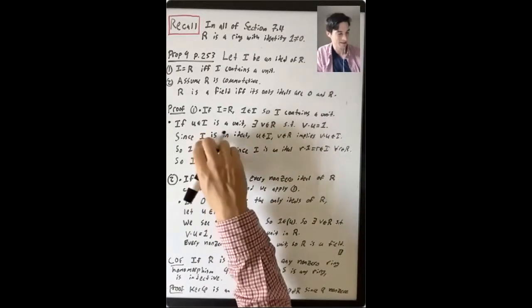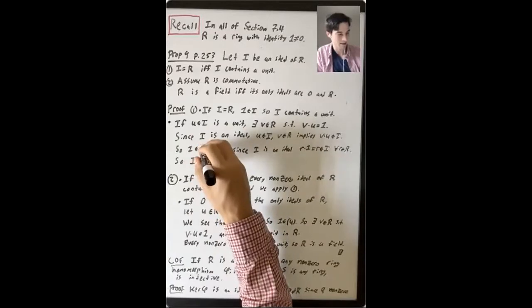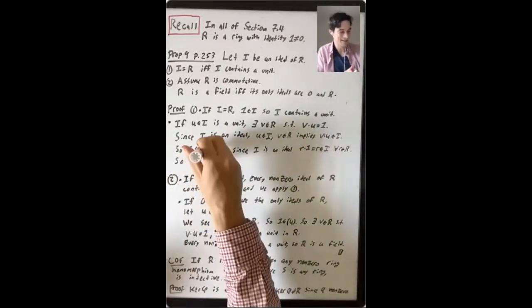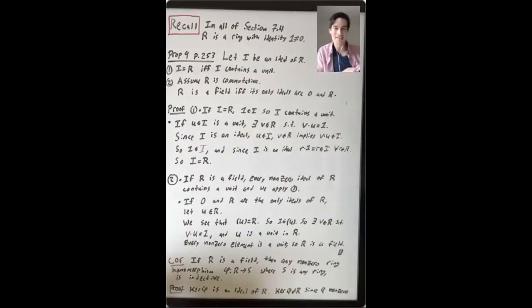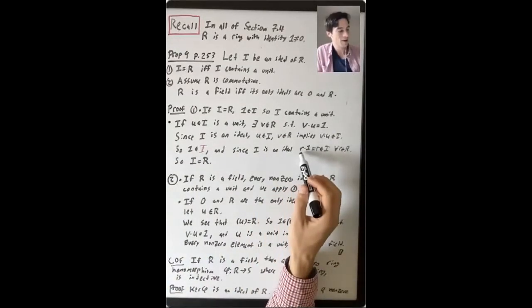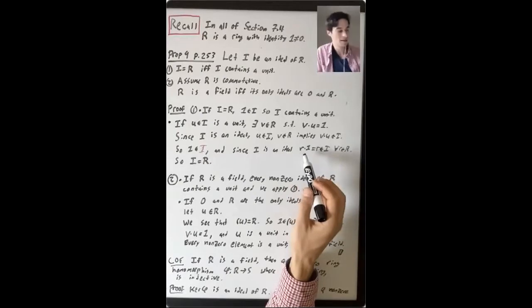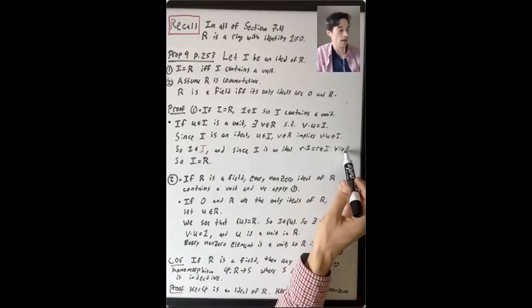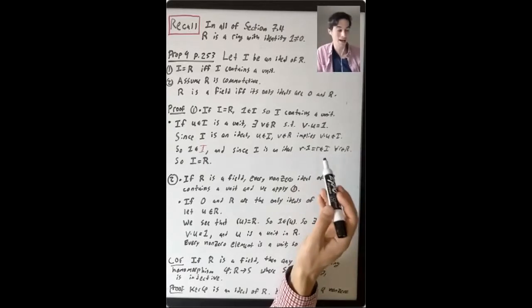So 1 is in the ideal. And since I is an ideal, once you contain 1, you contain everything. Because 1 is in the ideal, and r is an arbitrary element of the ring, r times 1 is equal to r, which is in I for all r in R. So I contains the whole ring, so it is the ring.